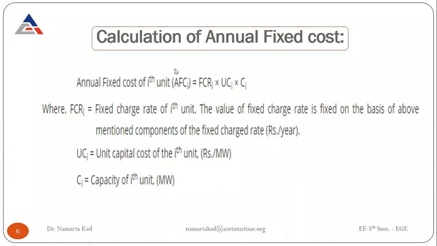So this is the formula to calculate the annual fixed cost, that is the FCR multiplied by UC multiplied by C: fixed charge rate multiplied by unit capital cost multiplied by the capacity of that particular unit.